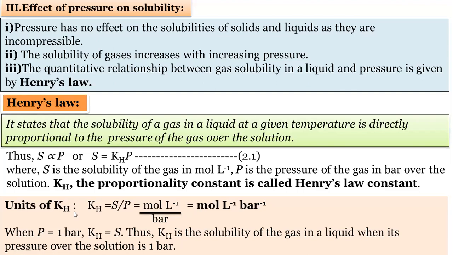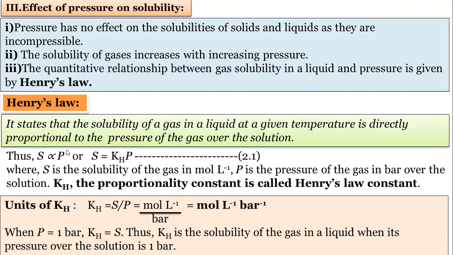So what is the unit of KH? I will explain here. By rearranging this equation number 2.1, KH is equal to S divided by P. This P is shifted to this side. So what is the unit of solubility here? Moles per liter divided by the bar. Bar is unit of this pressure. So the unit will be moles per liter per bar, that is mol L inverse bar inverse. This may be asked for 1 mark, write the unit of Henry's constant, and this Henry's law is also asked for 1 mark, write the statement.